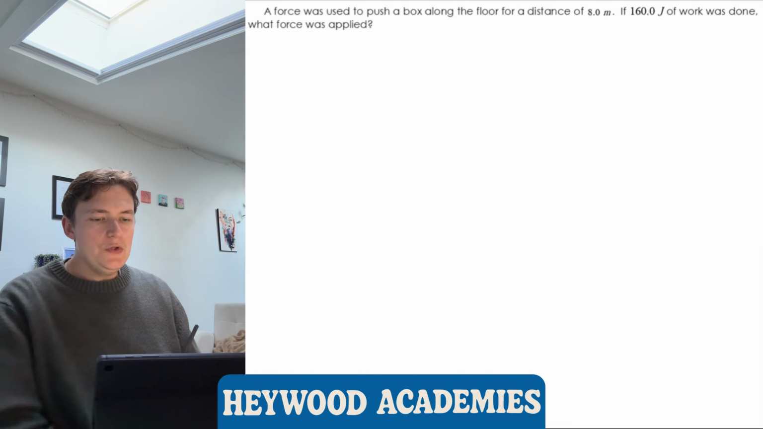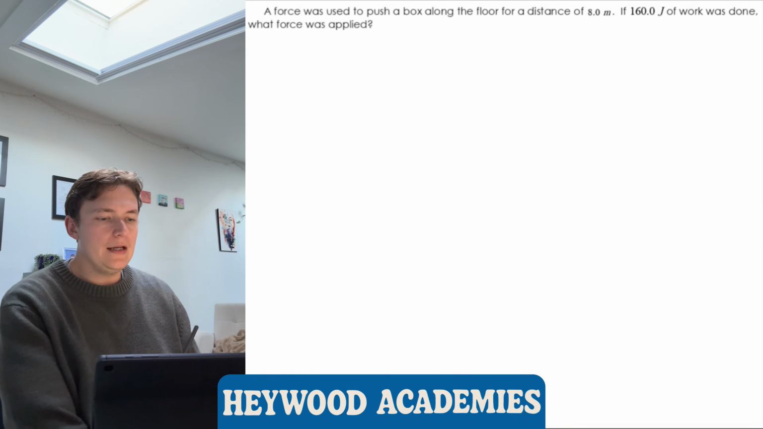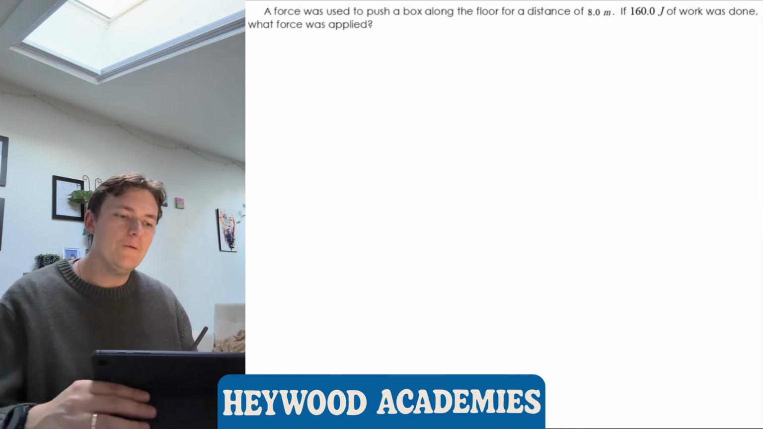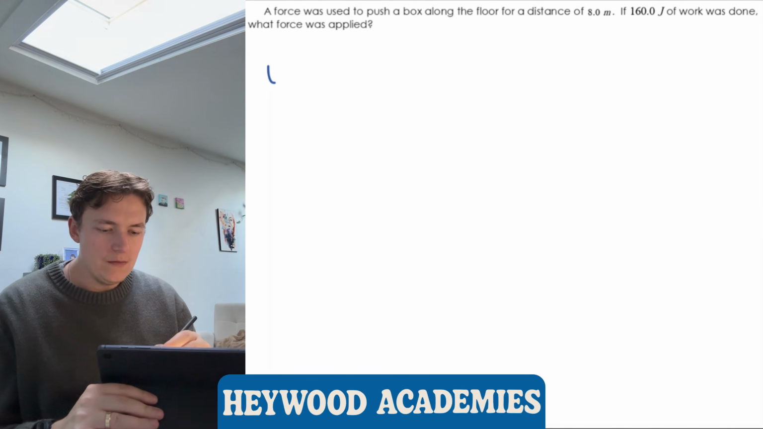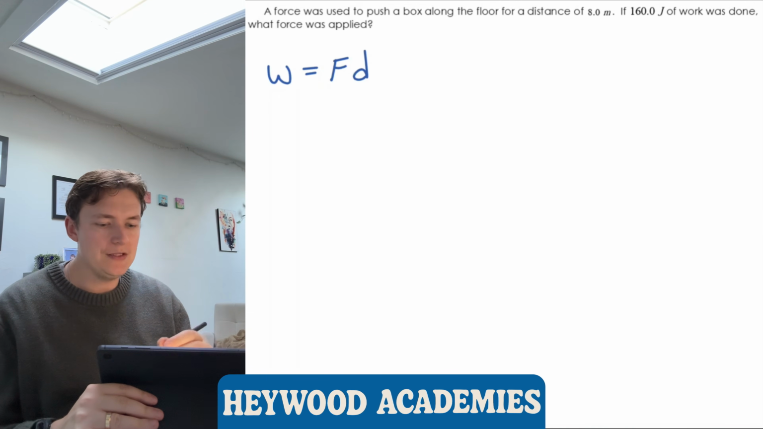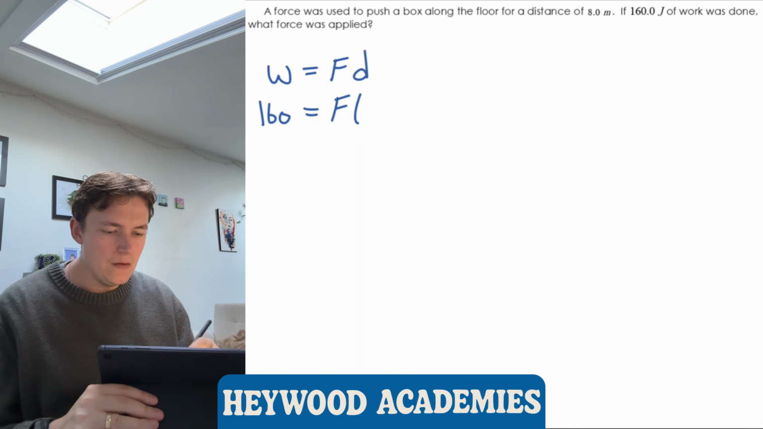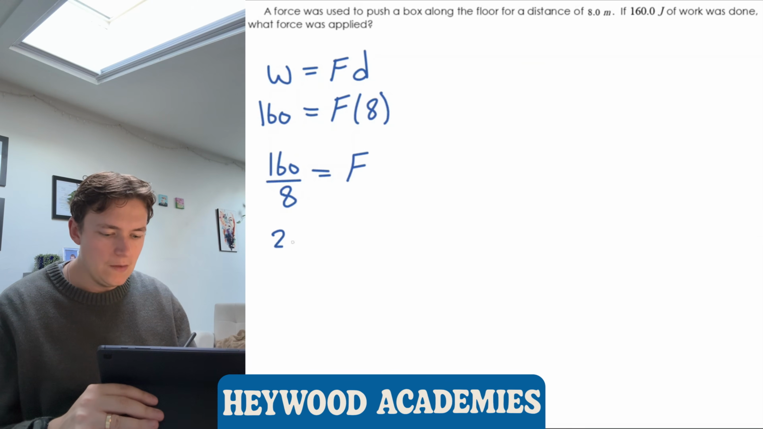A force was used to push a box along the floor a distance of 8 meters. If 160 joules of work was done, what force was applied? So, work is equal to force times distance. They told us that the work in this case was 160. The force is unknown, but we know that it went 8 meters, so we can take 160, divide it by 8, and that will give us 20 newtons as our force.